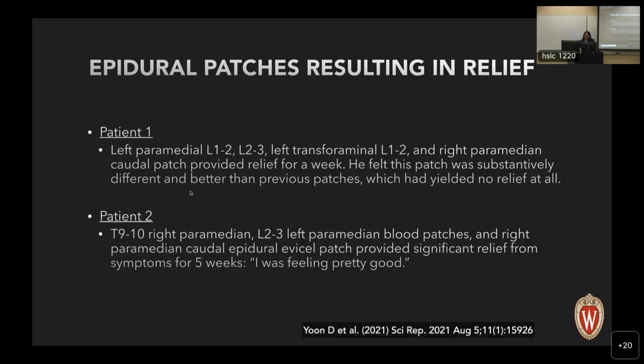Here's a couple of patients that did better with the new imaging. Unfortunately, these blood patches are sometimes, or most of the time, transient in their relief. So patient 1 had, for the first time, experienced relief based on the imaging findings we were able to present. And patient 2 felt also better, having undergone several blood patches in the past.